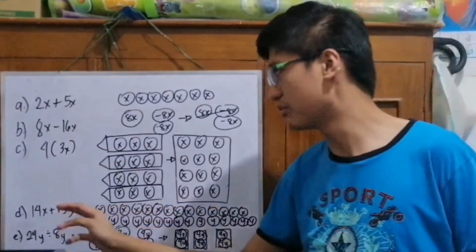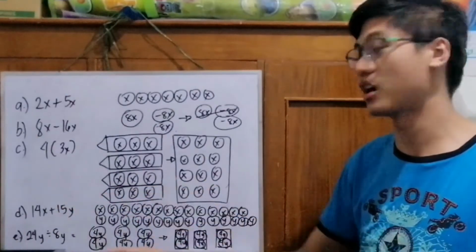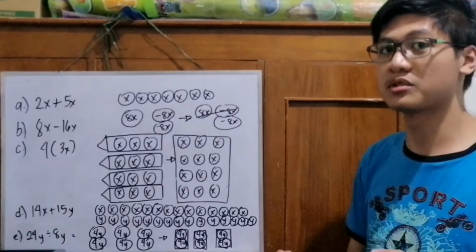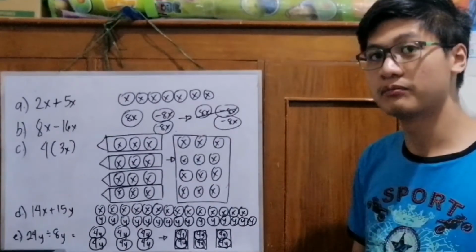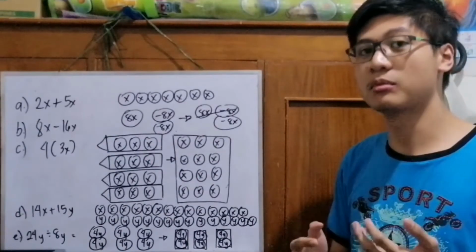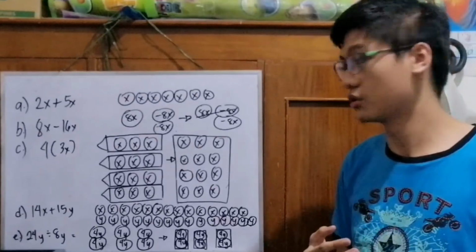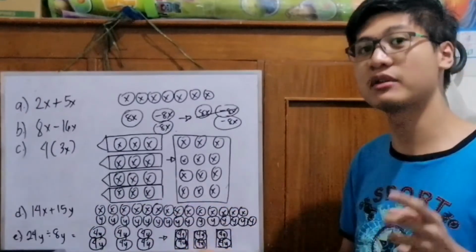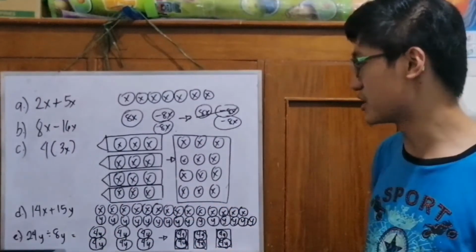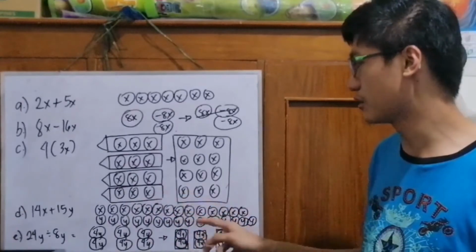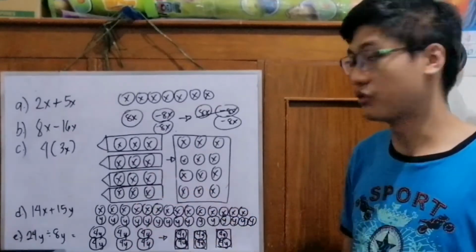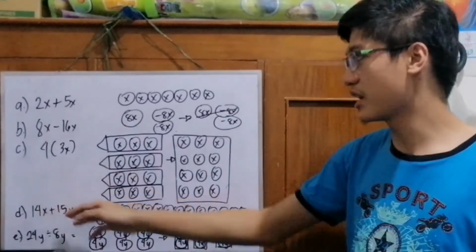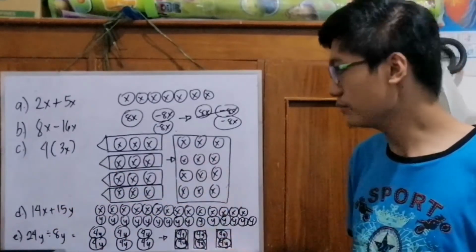For letter D, we have 14x plus 15y. If you can see, they are unlike terms. Like in the table a while ago, unlike terms can never be combined in a problem that involves addition and subtraction. So what can we do here? If you would use algebra discs, you would see a very good explanation for it. There is nothing more to count, but just 14x and 15y. Since both of them are unlike terms, we leave 14x and 15y as our answer.